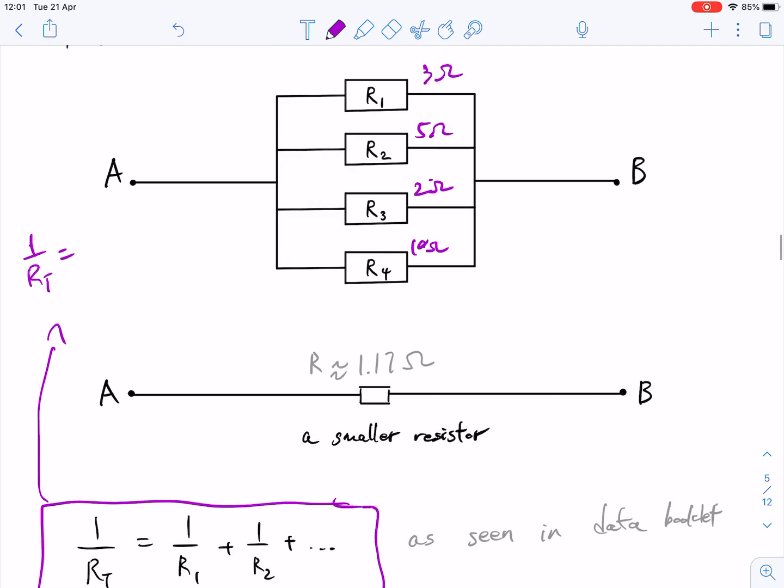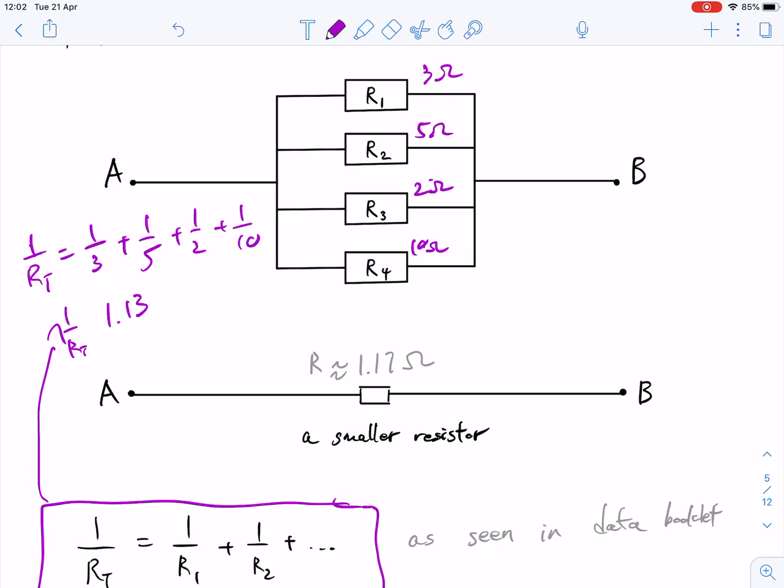So 1 over the resistance total is 1 over 3, 1 over 5, 1 over 2, and 1 over 10. Okay, so let's see here. I'm just going to punch that into a calculator. 1 over 10, 1 over 2, 1 over 5, plus 1 over 3. We're looking at about 1.13.